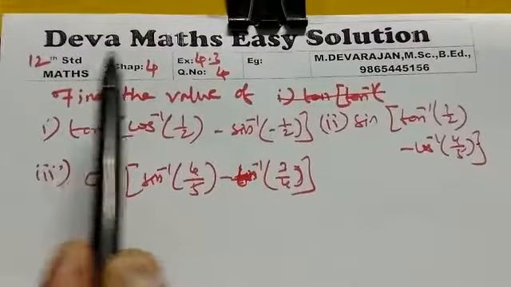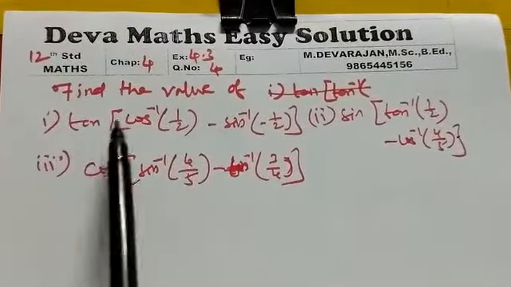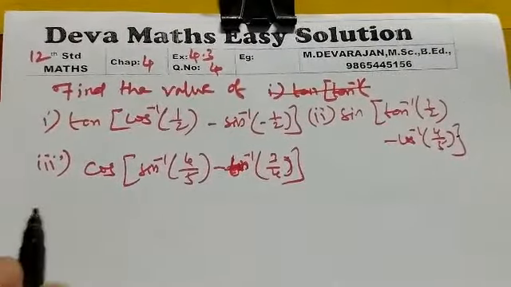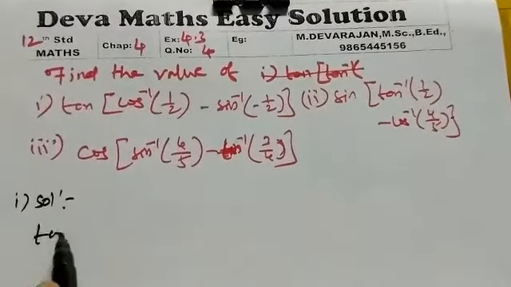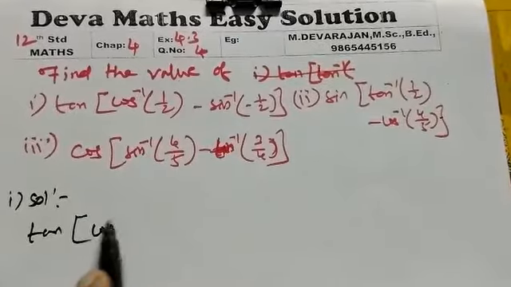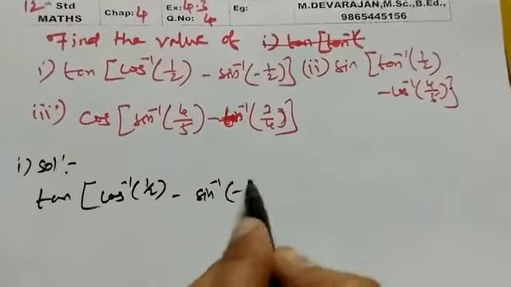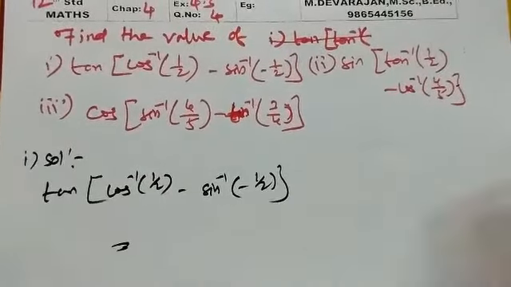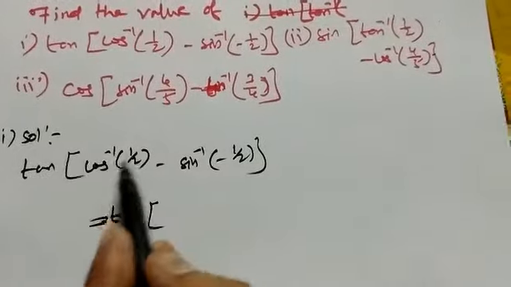Now you are going to see 12th Maths chapter 4, exercise 4.3, question number 4. Find the value of tan of cos inverse of 1 by 2 minus sin inverse of minus 1 by 2. Solution. Tan of cos inverse of 1 by 2 minus sin inverse of minus 1 by 2 equals tan of cos inverse of 1 by 2.